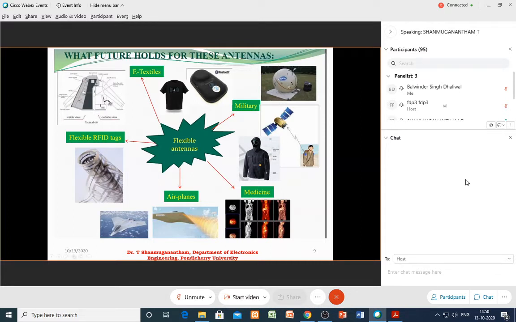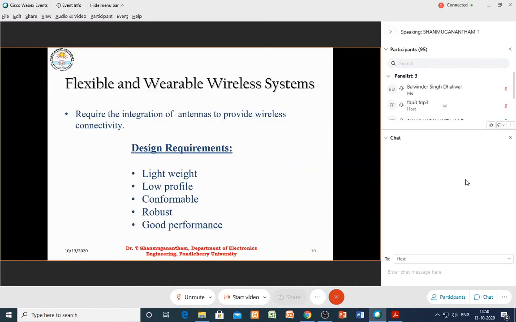So this is the future of flexible antennas, particularly used in different modern applications like military, as well as space applications, and medicine. Particularly in medicine, flexible materials play a major role, as well as in aerospace, terrestrial applications, and satellite also. This type of flexible antenna is used for many applications.